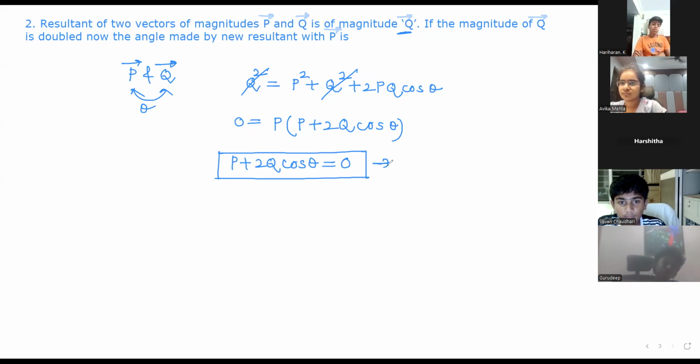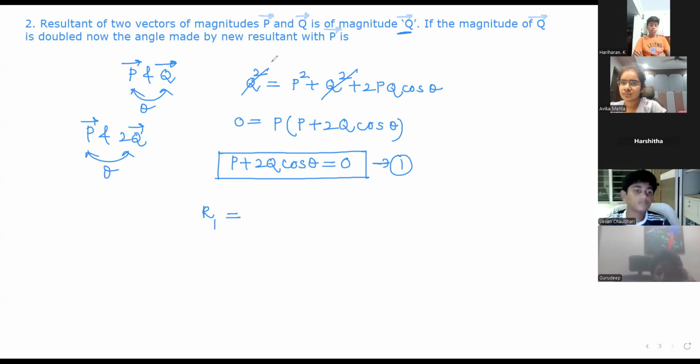Right, this is the first equation. Now what does it say next? If the magnitude of Q is doubled now, the angle made by the new resultant with P. Let's say the new resultant is R1. The magnitude of Q is now doubled, so now we have 2Q, but the angle remains the same.